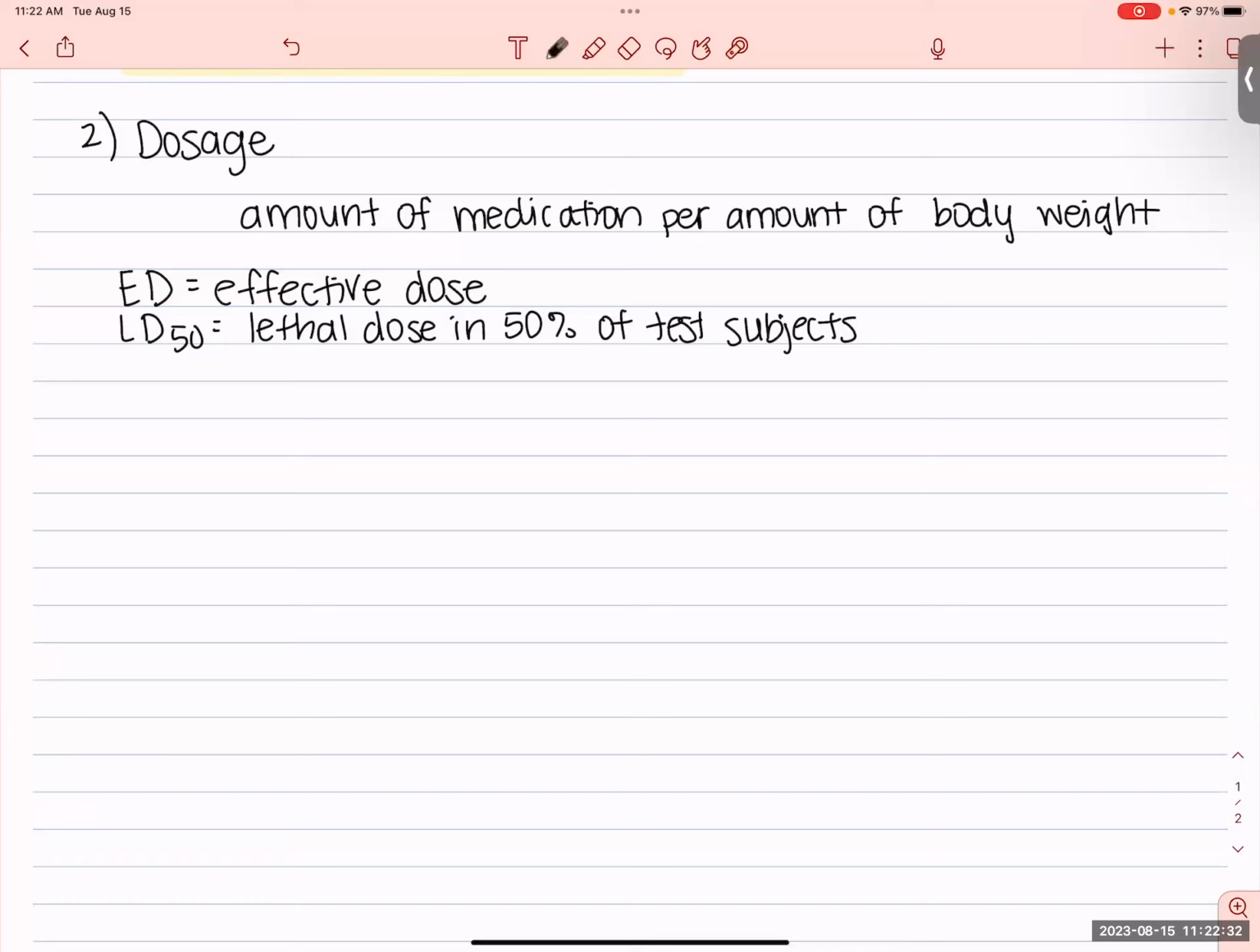And so what dosages will typically look like, and I'm just going to give a random example, I'm making up numbers here, would be like 25 milligrams per kilogram. And again, we see this per, right? So we can turn this into a conversion factor. We can say 25 milligrams equals 1 kilogram.